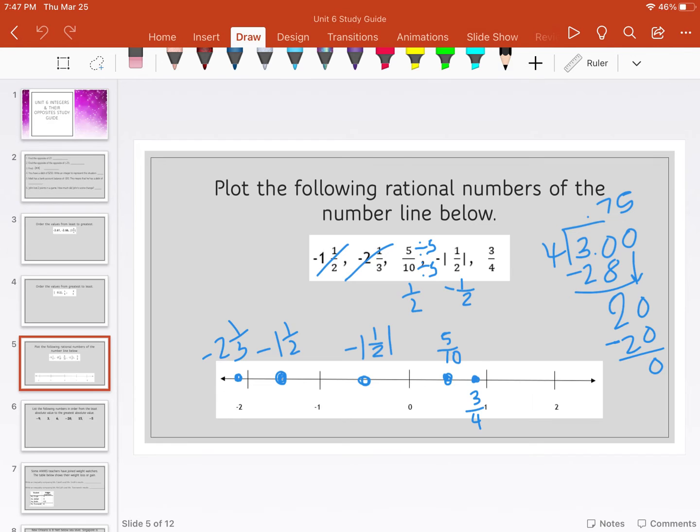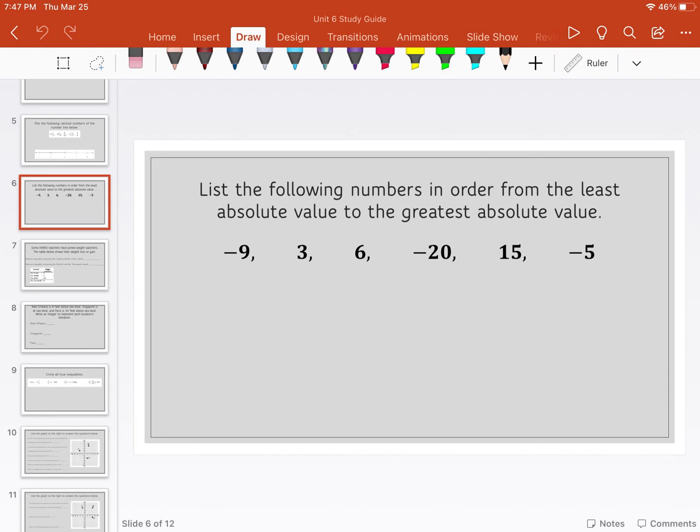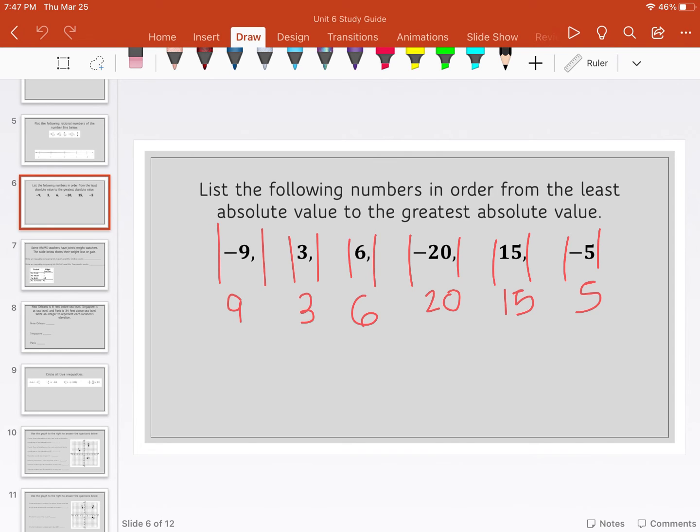All right, for this one, we are listing the following numbers in order from least absolute value to greatest absolute value. So what I would suggest is taking the absolute value of all of these numbers and thinking about it that way. So the absolute value of -9 is 9, the absolute value of 3 is 3, absolute value of 6 is 6, absolute value of -20 is 20, absolute value of 15 is 15, and then the absolute value of -5 is 5. So we are going from smallest absolute value to largest absolute value.